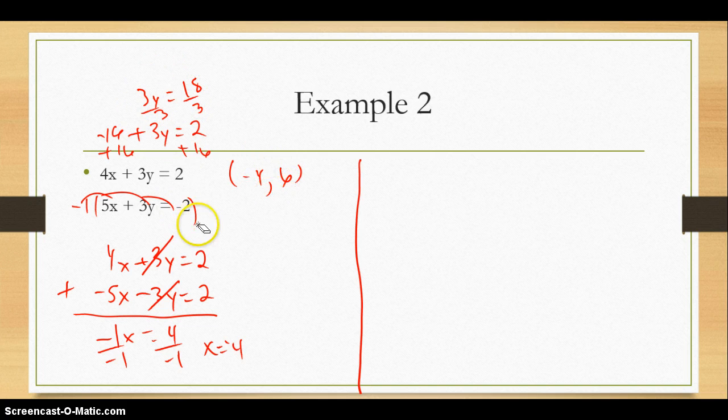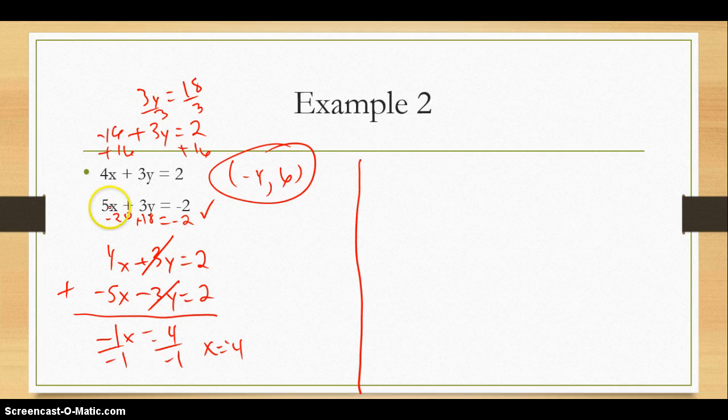So double check it, so we'll check it on this bottom one here. So negative 4 times 5 is negative 20, plus 3 times 6 is 18, so negative 20 plus 18 is negative 2, so that does check out. This is the correct answer.